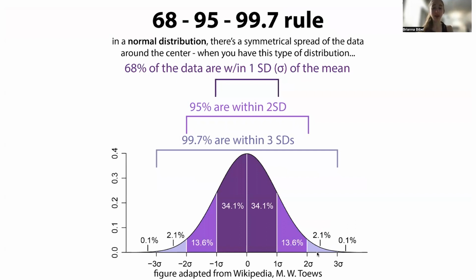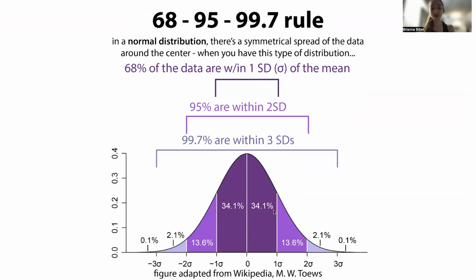I'm not going to go into the statistical details of this, but basically there's a 68, 95, 99.7 rule where if your data is normally distributed, which not all data is, about 68% of the data are within one standard deviation of the mean, 95% are within two standard deviations, and 99.7% are within three standard deviations.